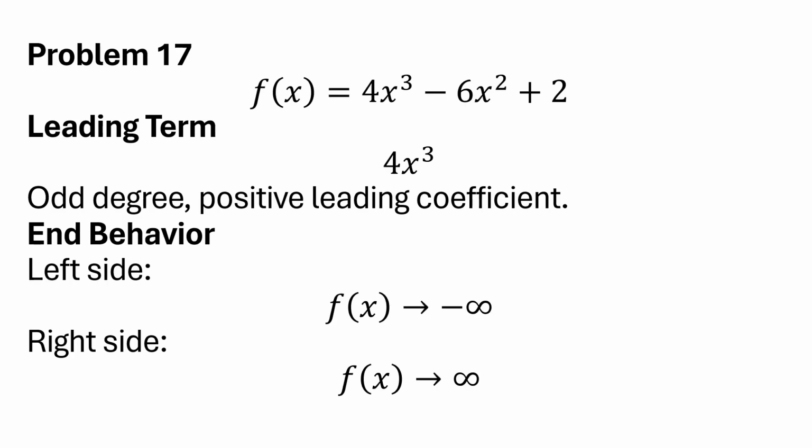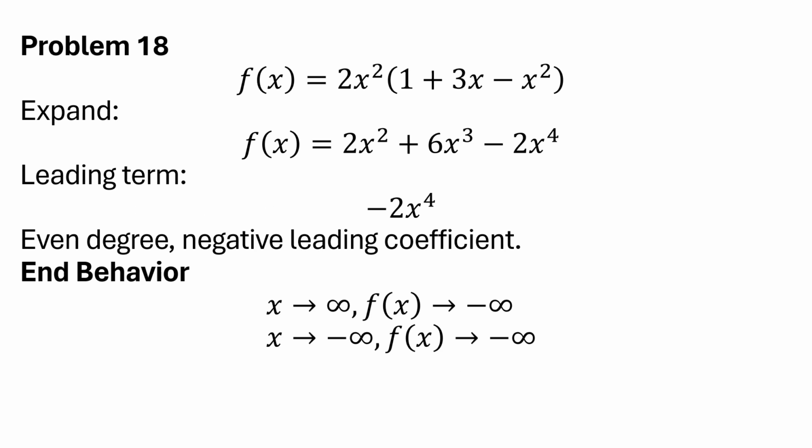This polynomial has odd degree and a positive leading coefficient. The graph falls to the left and rises to the right. The leading term is negative 2x to the fourth. Since the degree is even and the leading coefficient is negative, both ends of the graph fall downward.